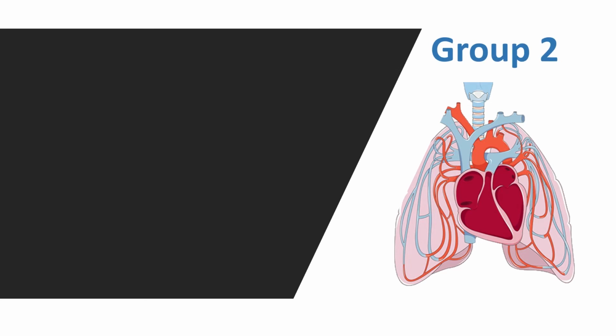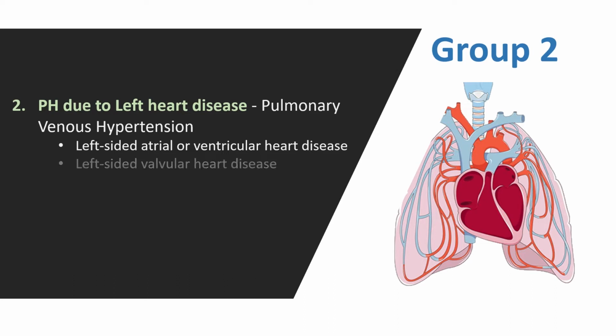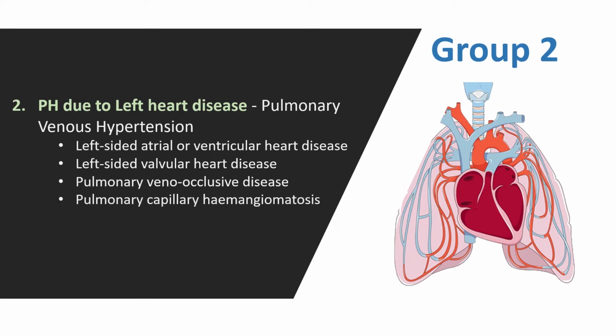Group 2 is also called pulmonary venous hypertension, and the diseases which can lead to this type of pulmonary hypertension include left-sided atrial or ventricular heart disease, left-sided valvular heart disease, pulmonary veno-occlusive disease, and pulmonary capillary hemangiomatosis.